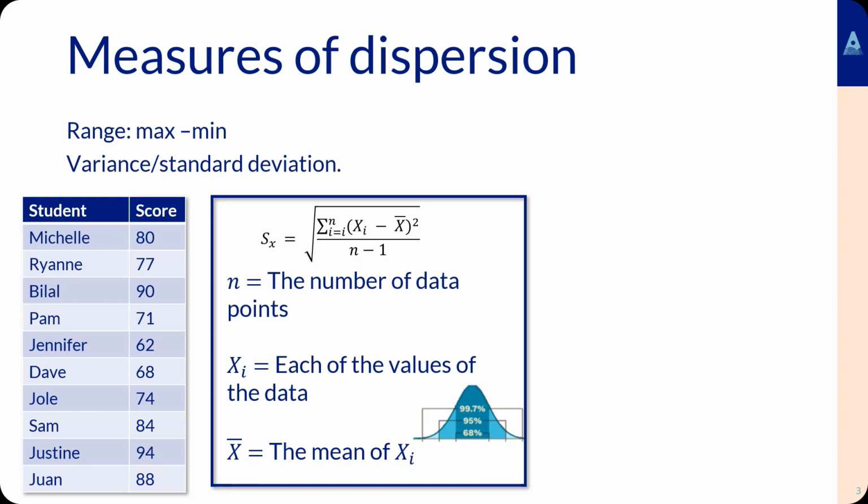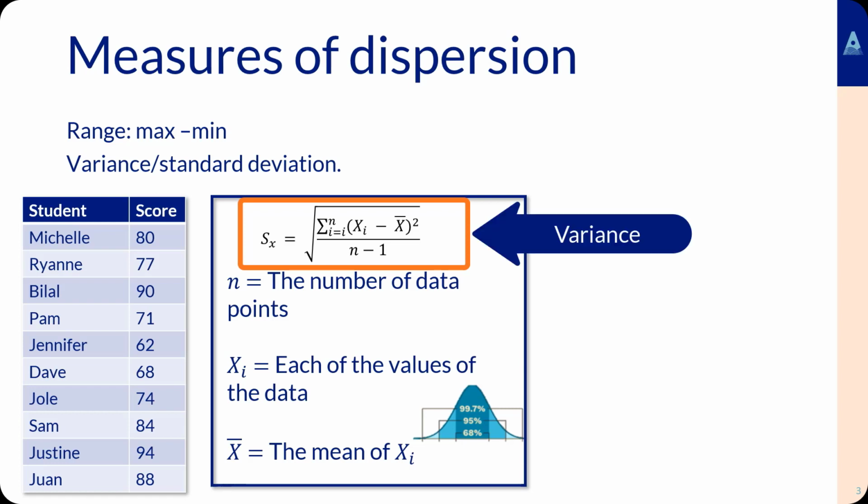If you look at the formula at the top, there's an expression over the horizontal bar: the sum from i equals 1 to n of (xi minus x bar) squared, all over n minus 1. That whole expression inside the square root is called the variance. What those terms mean is n is the number of data points in the data set, and xi is each of the values of the data.